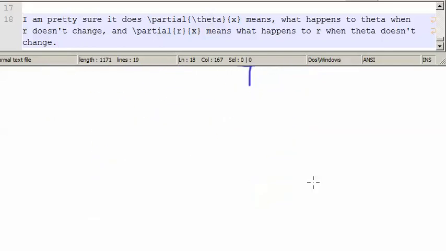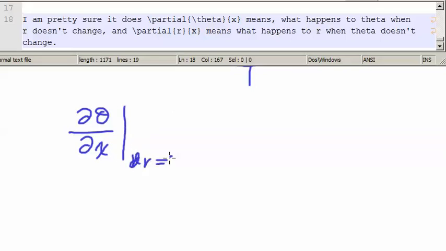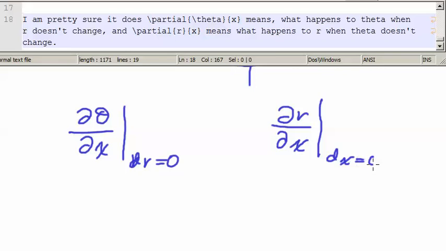Let me write it this way. Partial theta partial x means what happens to theta when r is constant, dr is constant, and partial r partial x would mean what happens to r when dx is constant, or when x is constant, when change in x is 0.